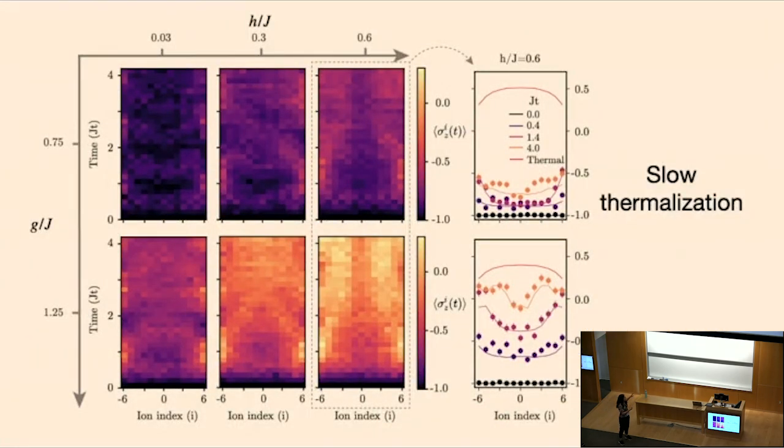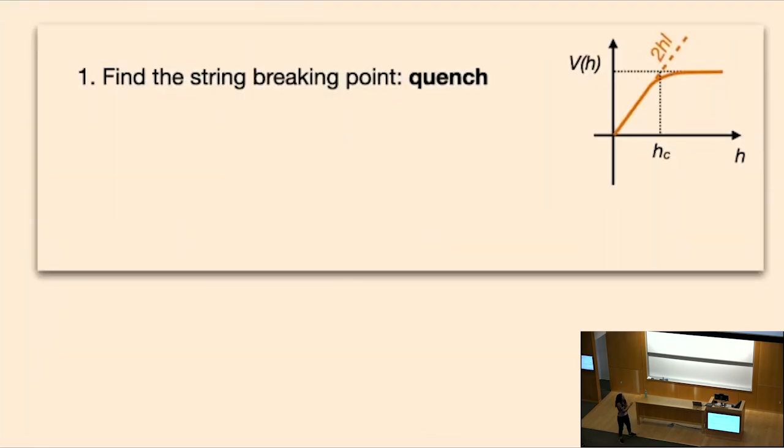Now, I will not go into the details, but I just want to mention that for longer chains, we study similar quenches away from resonances, and we study also how the string breaks in this case, and we observe that there is a very slow relaxation to thermal equilibrium. So if you're interested, you can ask me later, we can discuss this. But I actually want to go to the next point.